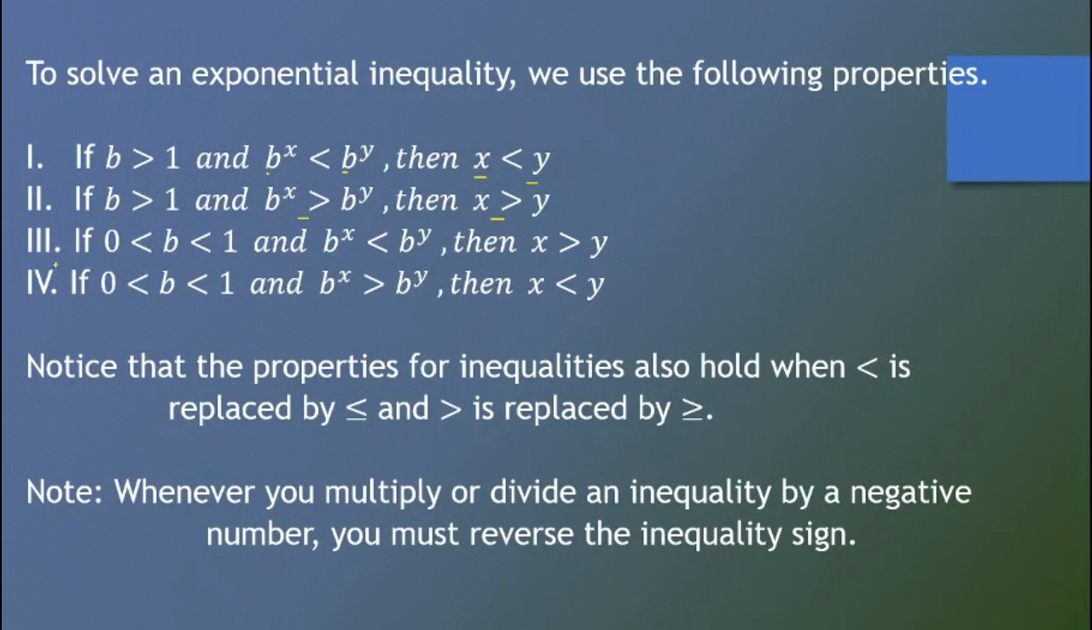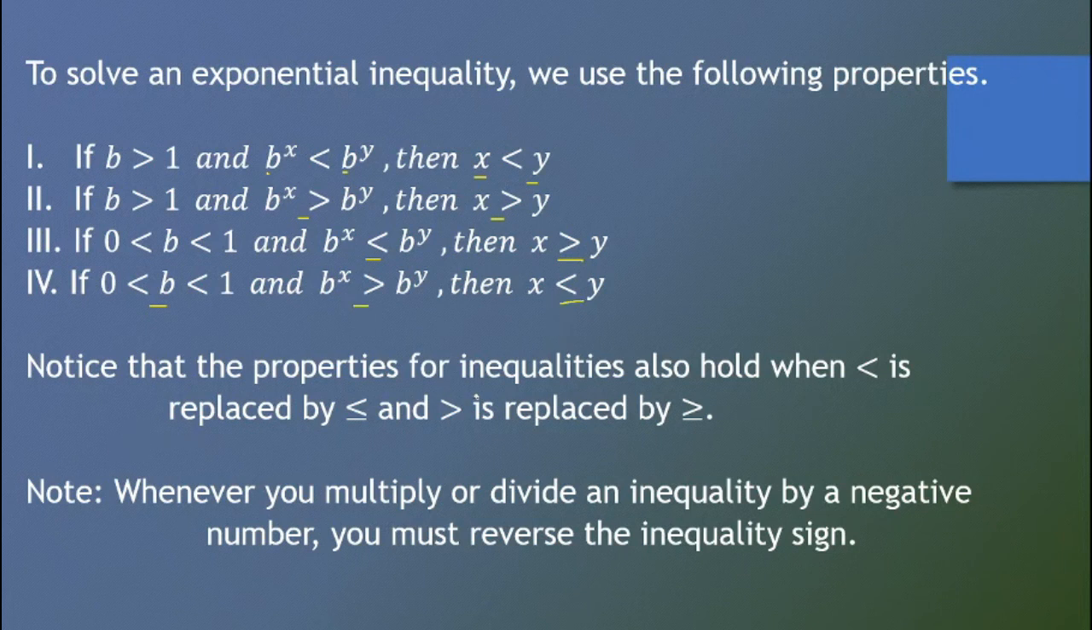Next, for the third, if b is greater than 0 but less than 1, ibig sabihin, ang given natin dito ay fraction. So, ang base natin dito ay fraction. Kapag ganito yung given, ang gagawin natin is, kailangan natin palitan yung symbol. So, babalik na rin natin. So, if the given symbol is less than, gagawin natin greater than. Nakuha? So, again, for the number 4, kapag fraction ulit yung given, papalitan mo lang ulit yung symbol. If the given is greater than, gagawin mo lang siya less than.